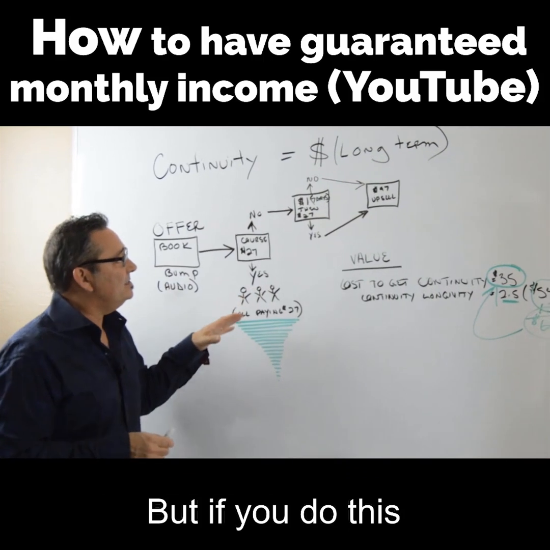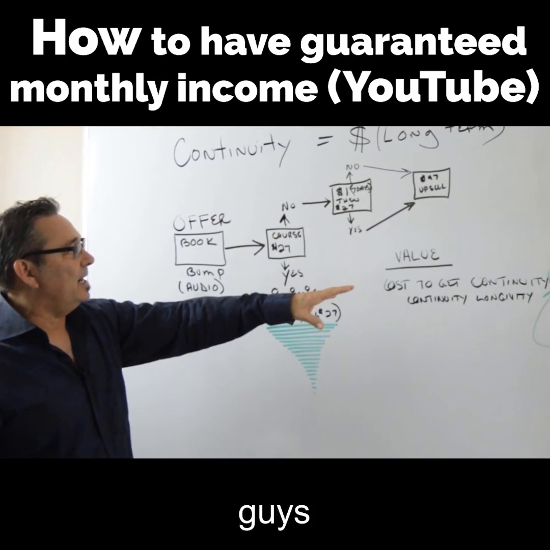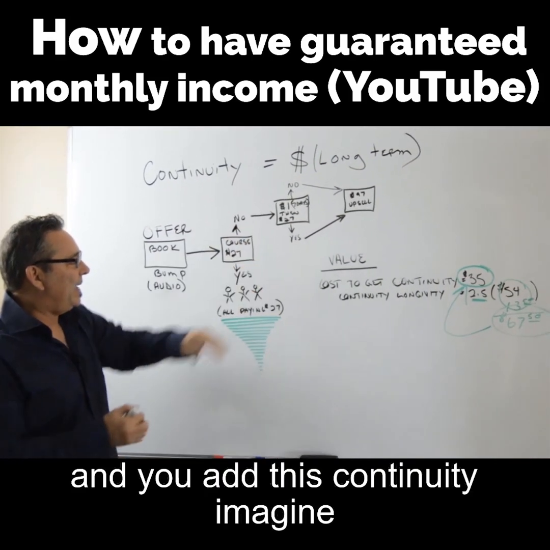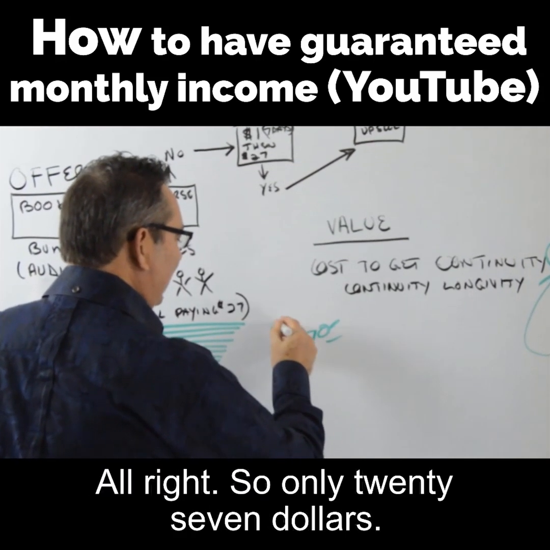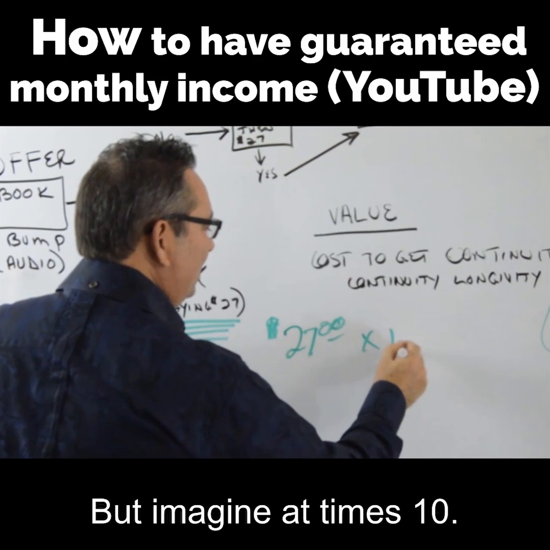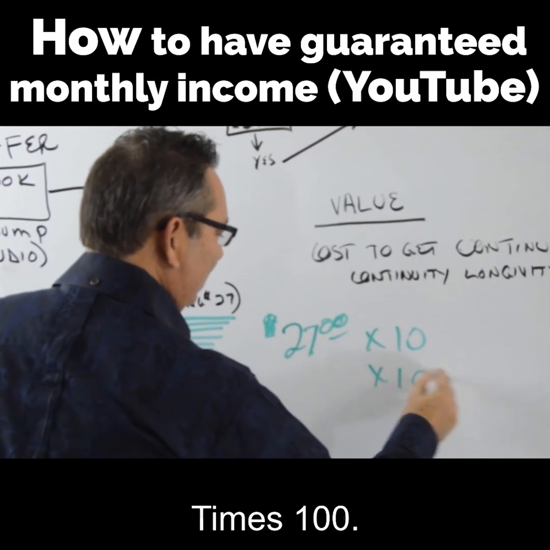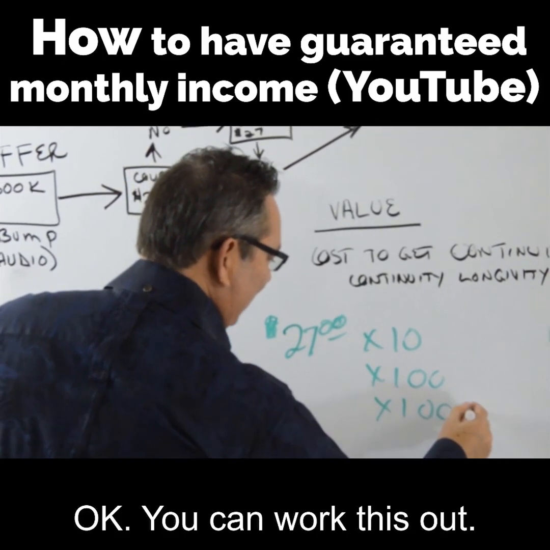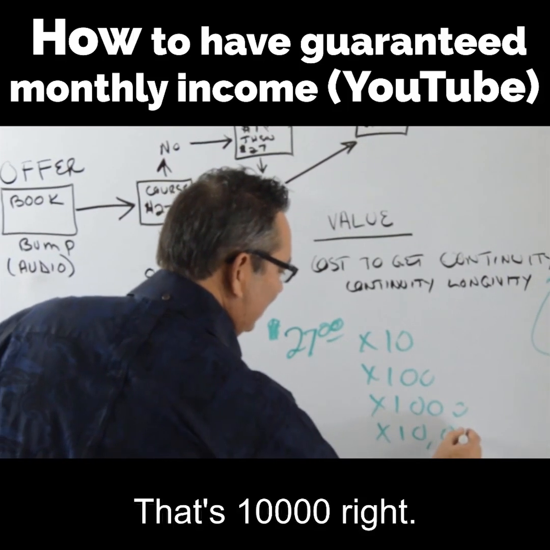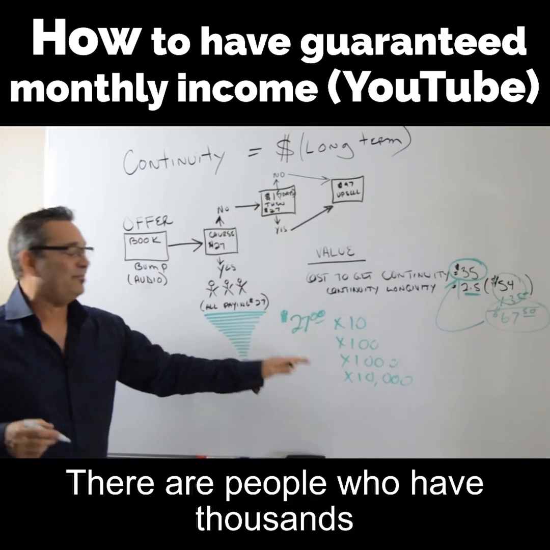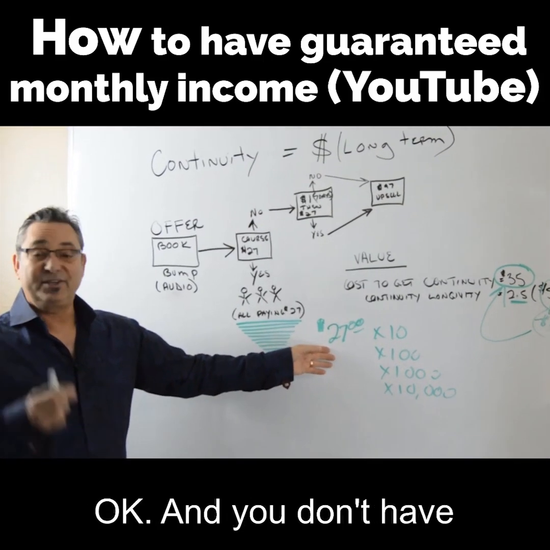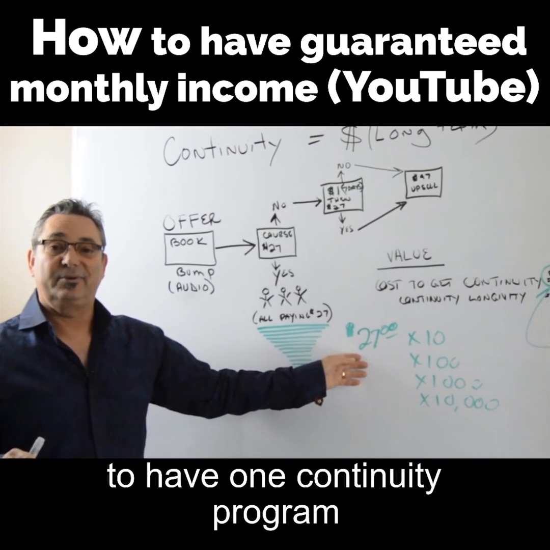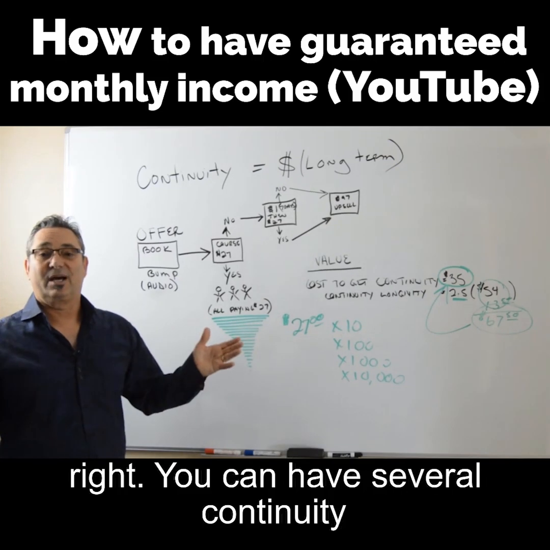But if you run them through this funnel here, guys, and you add this continuity, imagine this $27. It's only $27, but imagine it times 10, or times 100, or times 1,000. You can work this out times 10,000. There are people who have thousands and thousands of people paying them for this continuity. And you don't have to have one continuity program. You could have several.